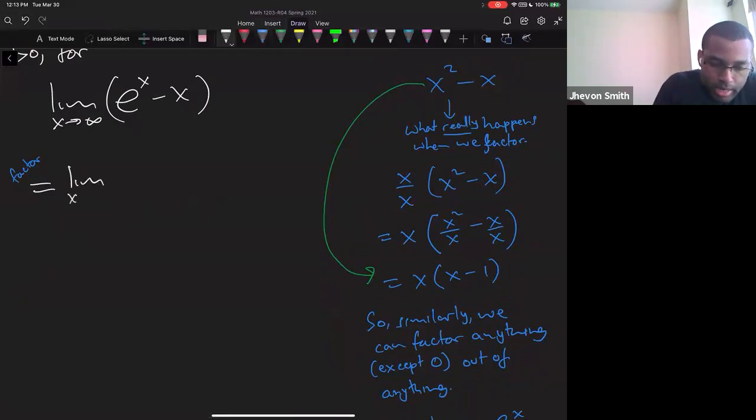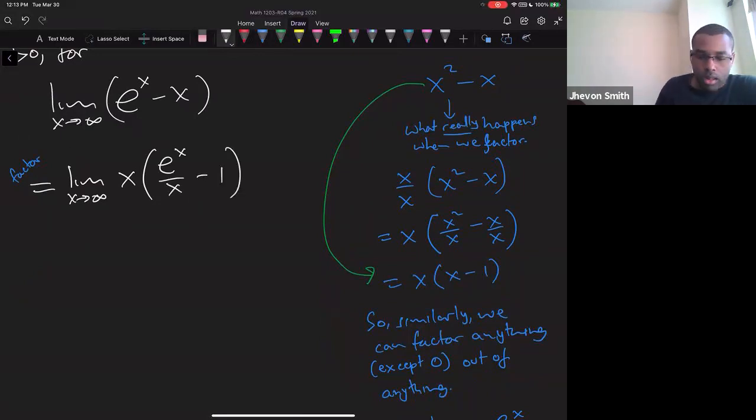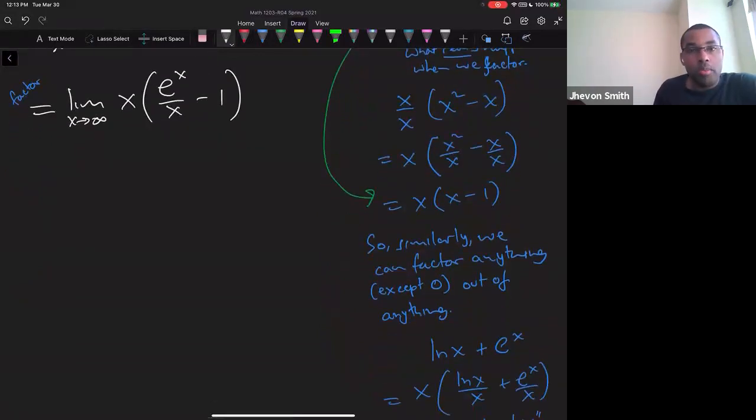Here I have the limit as x approaches infinity. I can factor out an x. I would have e to the x over x minus 1. Now, I know that the limit of a product is the product of limits whenever the limits are finite. But at this point, they're not quite finite. They're infinite, but they're conveniently infinite. Notice what is happening here.